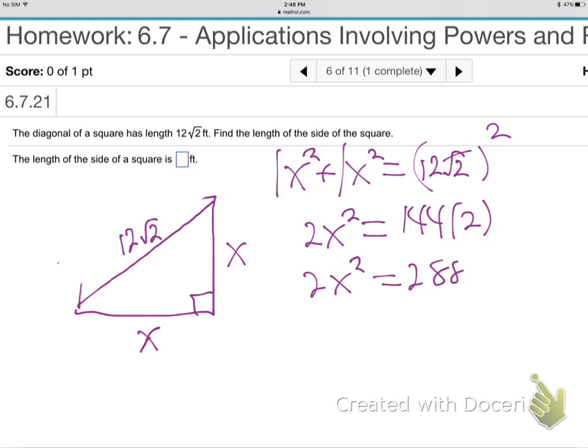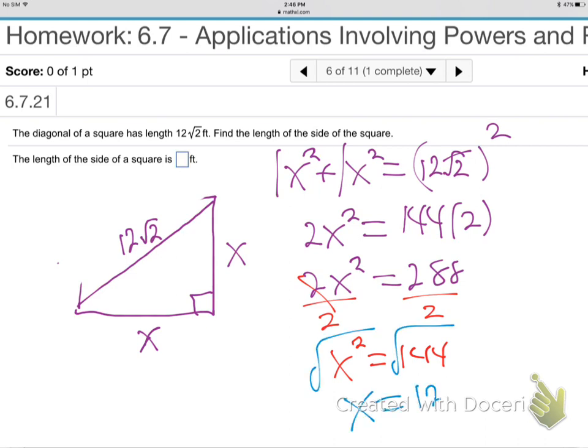Not good? Oh, okay. So the answer is 12. We all good? So do we divide by 2 after that? Yep, so to solve for x, divide by 2. 144. Square. And last step, root it, x is 12. Sides of the square must be 12. A 12 by 12 square has a 12 root 2 diagonal.